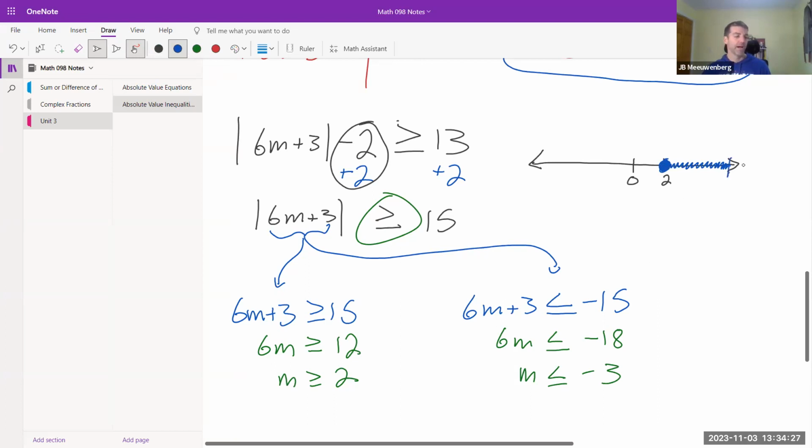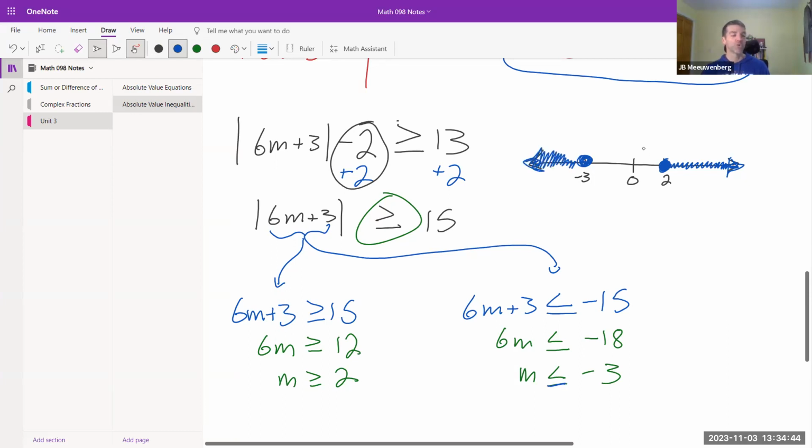And if I look at m is less than or equal to negative 3, I'm going to put negative 3 down here, and I'm going to make a circle on negative 3, shade it in because of the less than or equal to bar, and shade to the left.